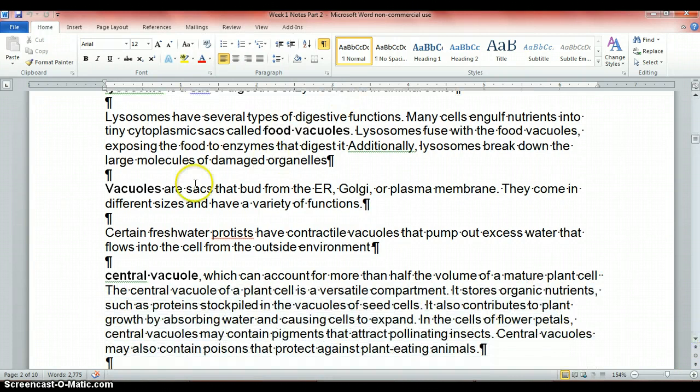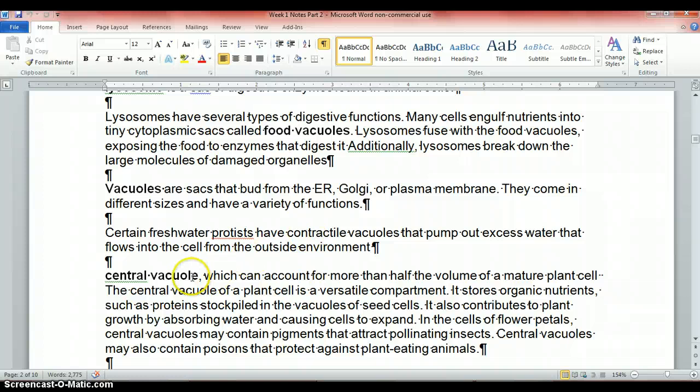So what are vacuoles in general? Vacuoles are sacs that bud off from the ER, Golgi, and plasma membrane, and they have a variety of functions. One is the lysosome; sometimes it's just to hold stuff. It says in certain freshwater protists, there are contractile vacuoles that pump out the extra water.